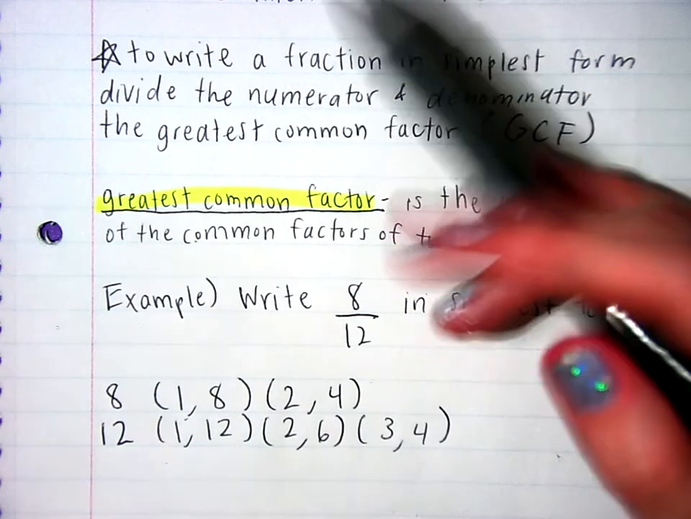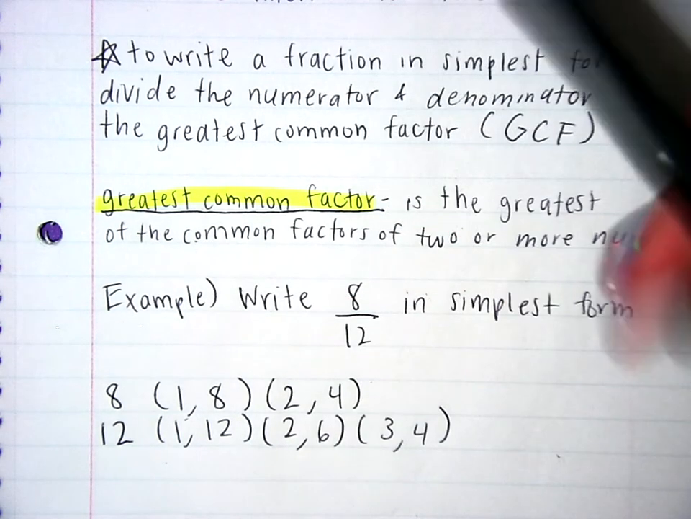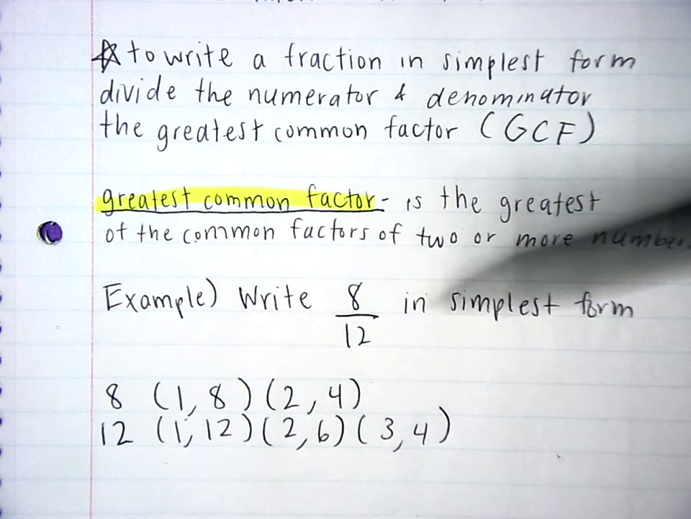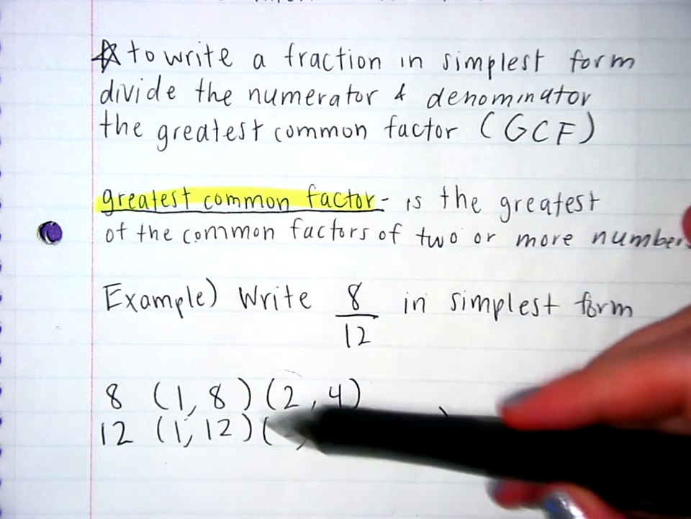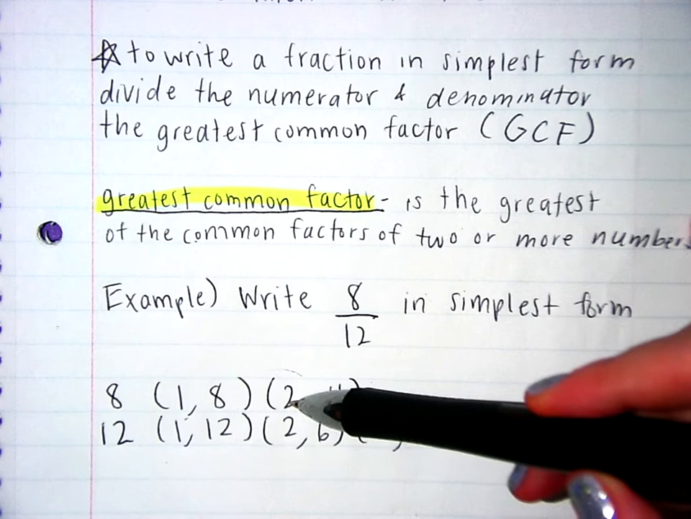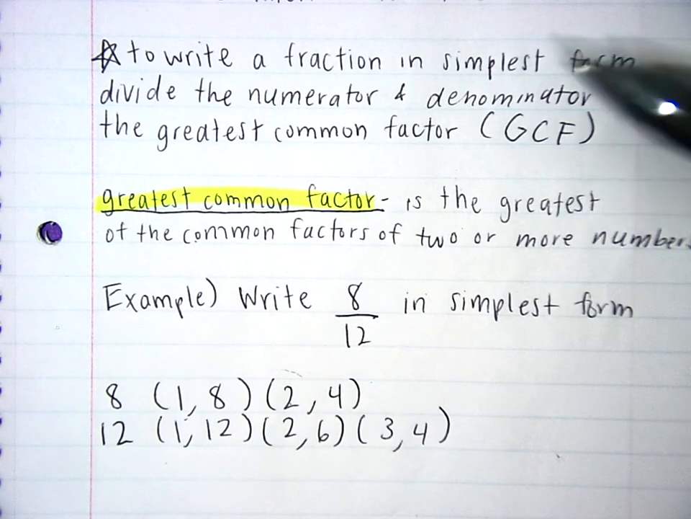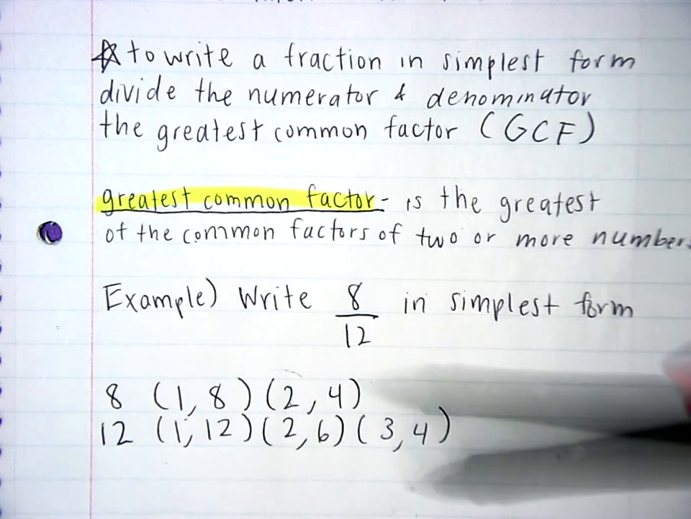So I know 1 is not going to give me the simplest form. So I go on and I look to see what other numbers they share. Okay, right here I see that they share 2 as well. But 2 is not the greatest factor that they share. It's not the greatest common factor. So I'm going to keep looking.